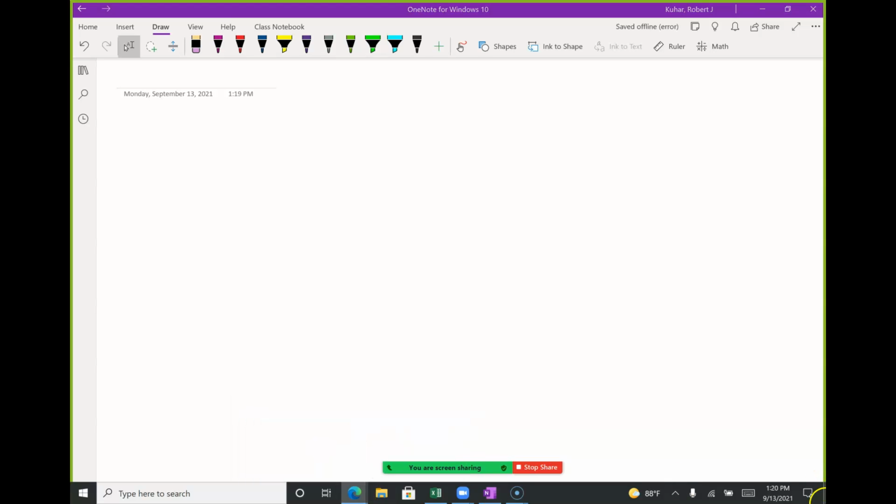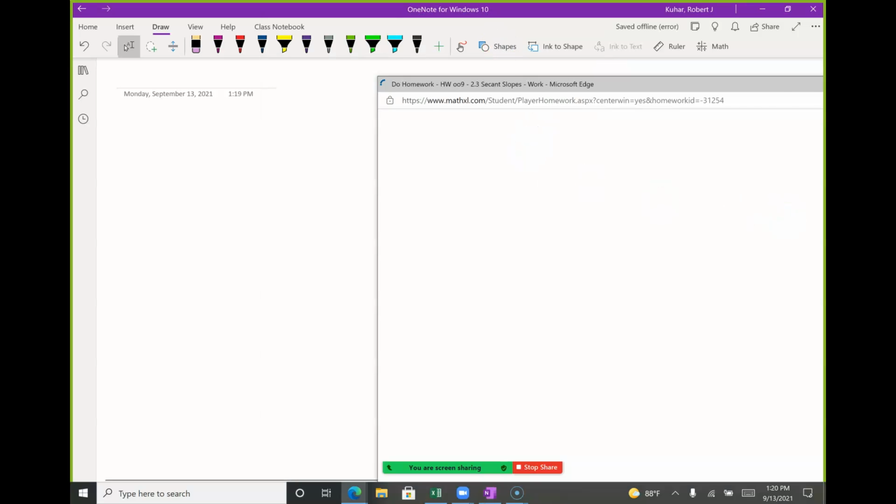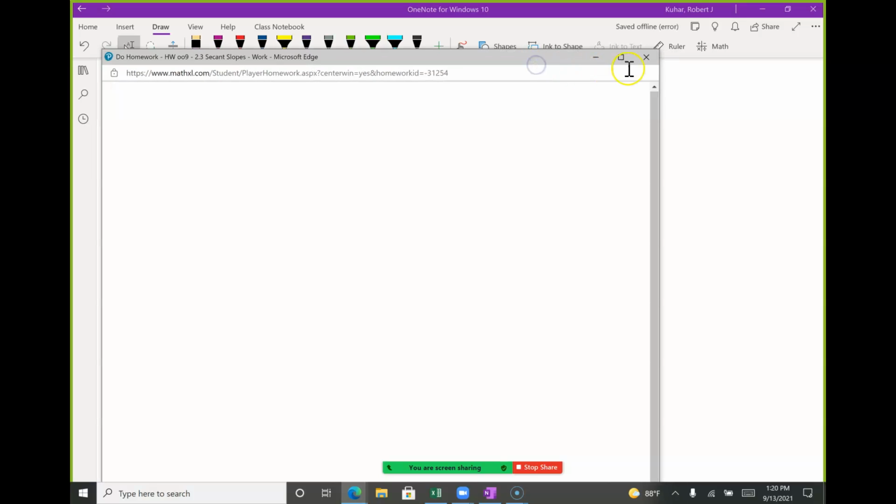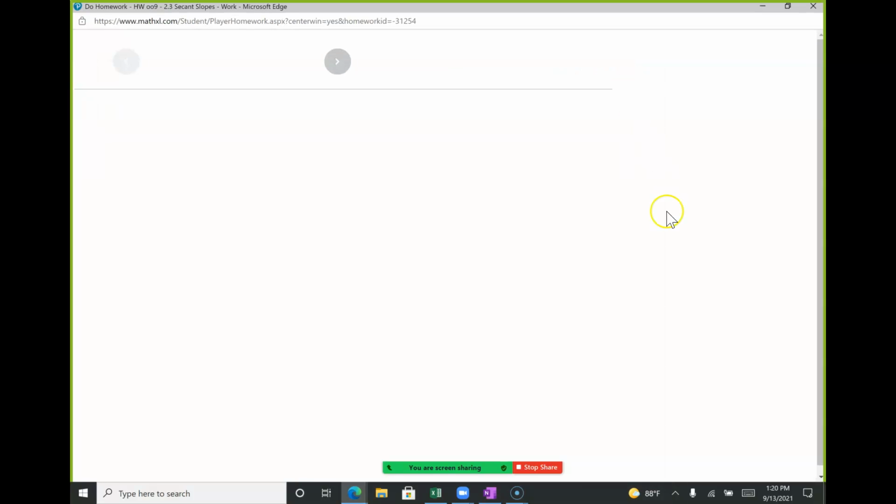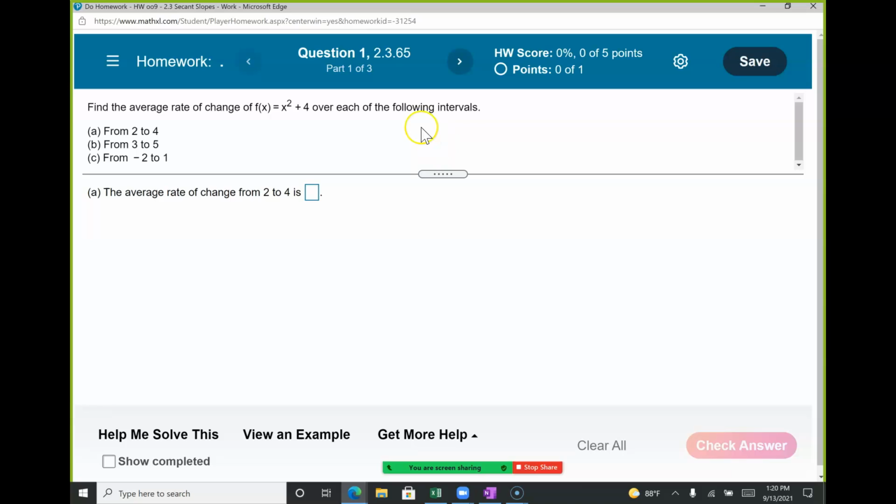So I'm going into homework. I'm going into homework 9, which I gave a title of secant slopes. And of course, you know what I'm talking about. I'm talking about a function, right? And a line that's going through 2 points on the function.